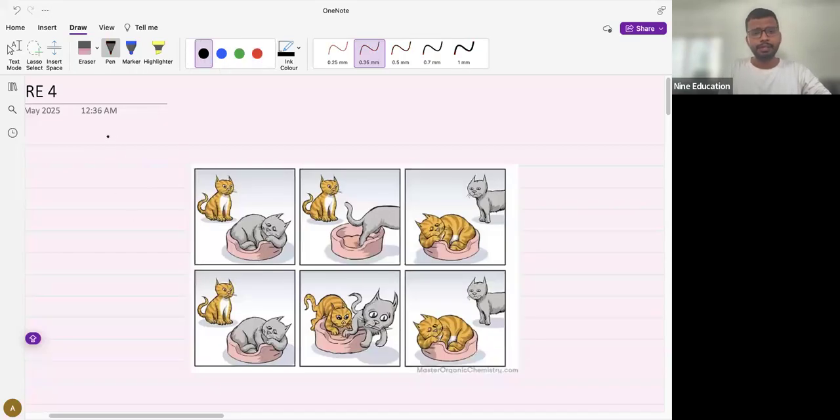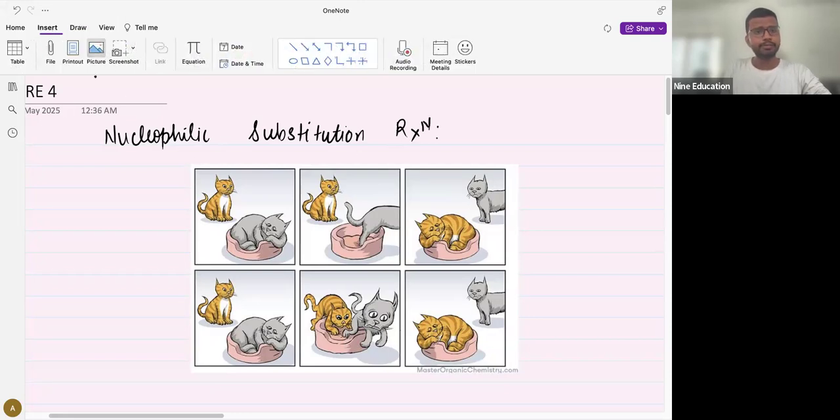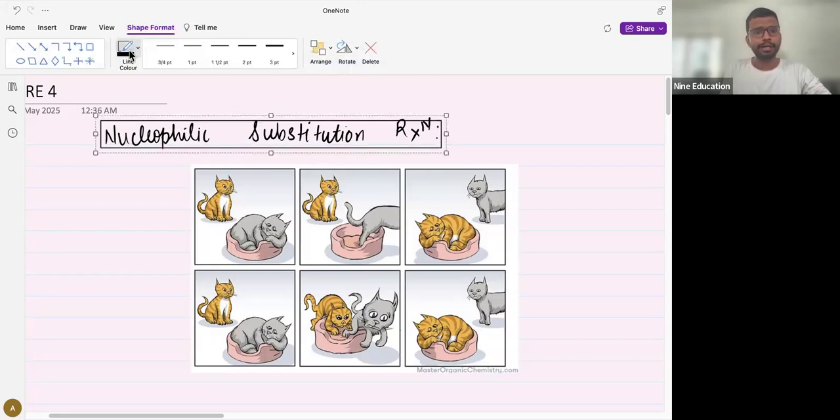तो see beta, so we will understand the nucleophilic substitution reaction by using our two cats, beta. So let's say we have two cats. Let's say we have two cats in these two. See.